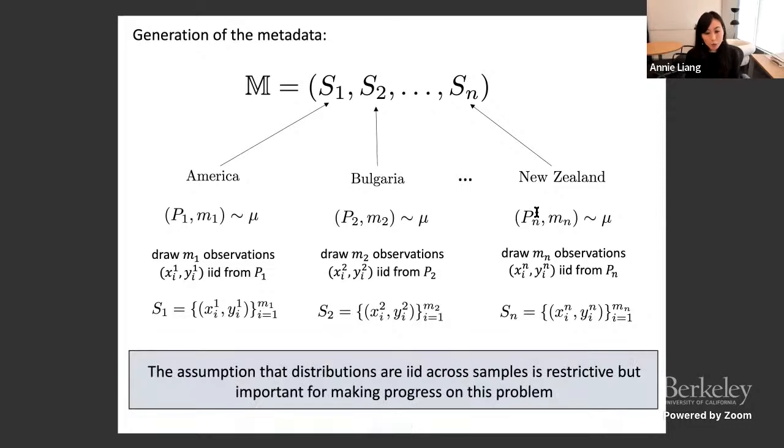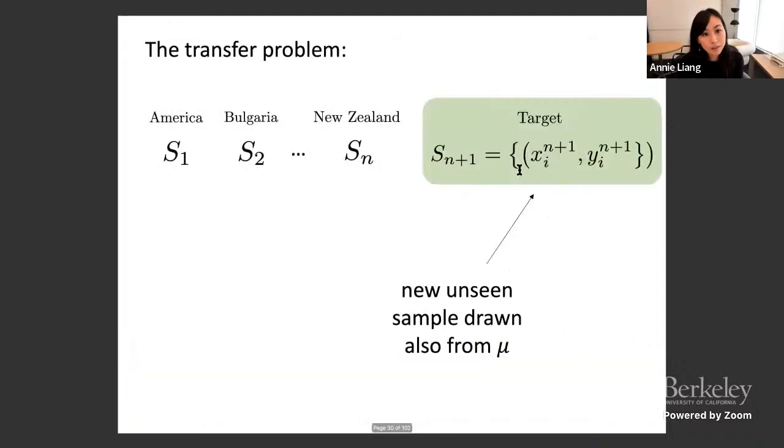Now this assumption that distributions are IID across the different samples is certainly restrictive, but it's going to be important for making progress on this problem, so we see it as a useful first step. Now the transfer prediction problem is as follows. We have our initial metadata, so all of this is observed, and we suppose that there's a new sample Sn+1, which is again independently drawn from the same distribution mu. This we don't get to observe.